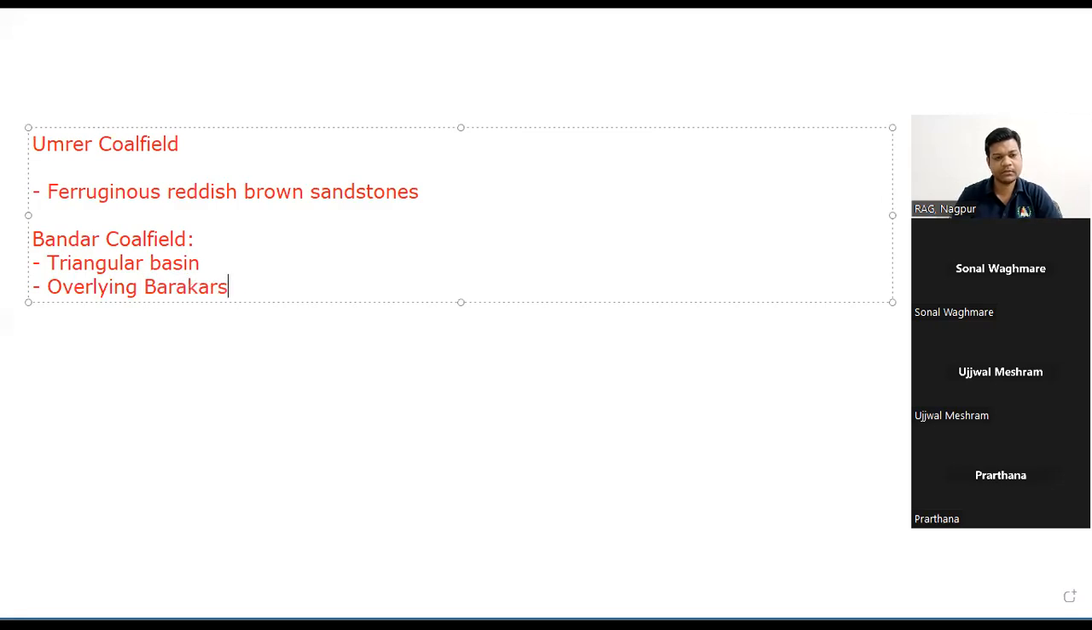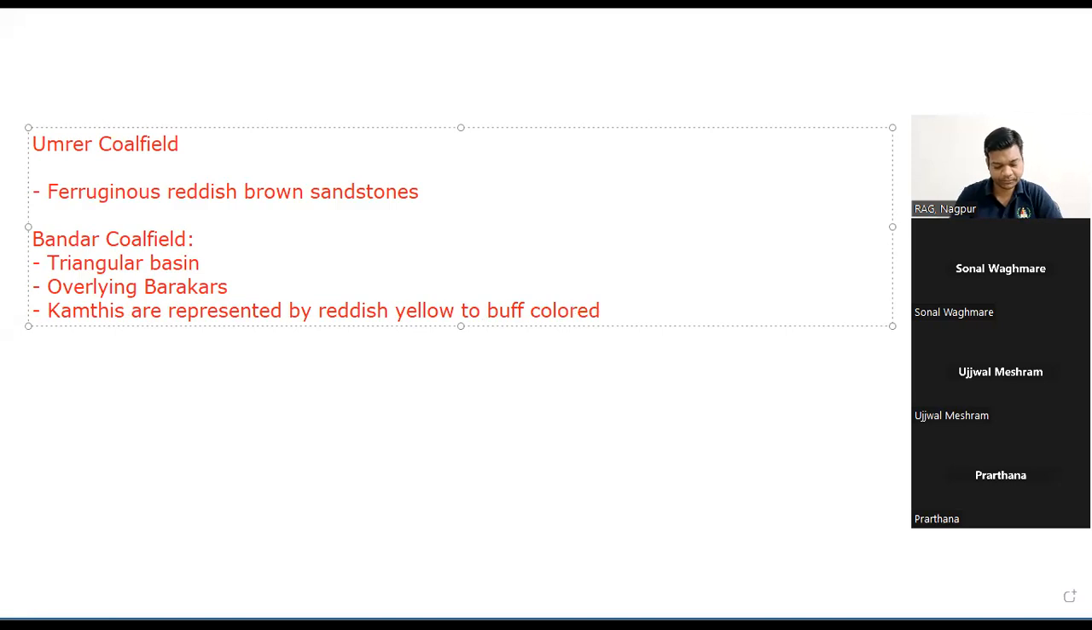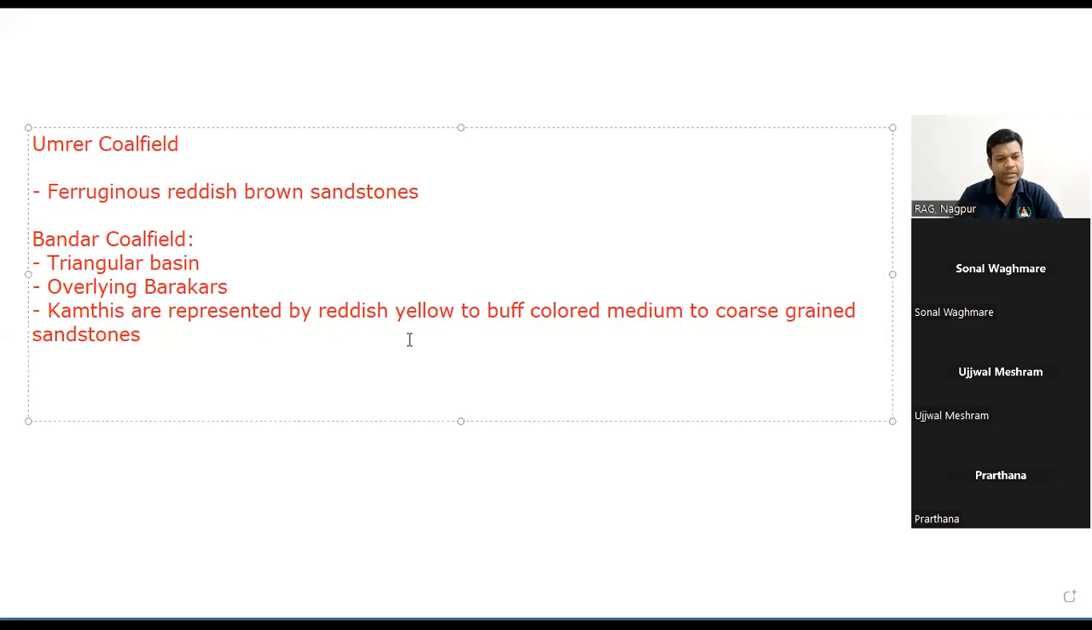It overlies Barakars. Kamtis are represented by reddish yellow, buff colored, medium to coarse grained sandstones. Okay. So this is the Bandar coalfield.